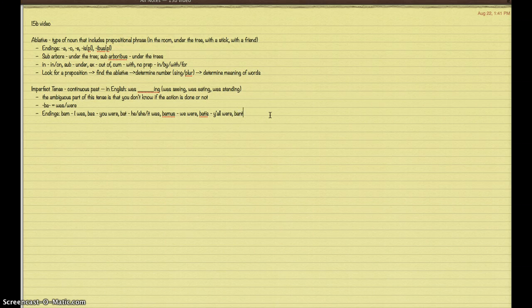And then the last one, bant. Not bang. They were. Okay, so NT tells me they, ba tells me were. If you see any of these endings, just put these little phrases, I was, you were, he, she, it was, in front of your verb. So let's give some examples. And we need our little Latin abbreviation for examples, exempli gratia.